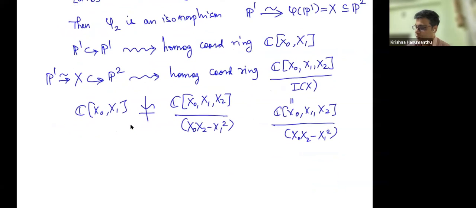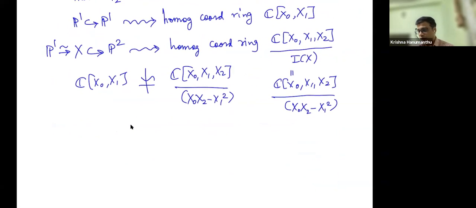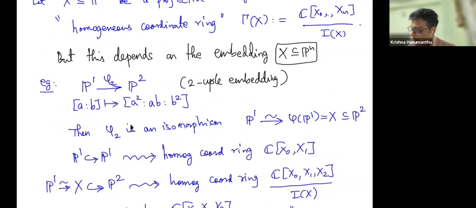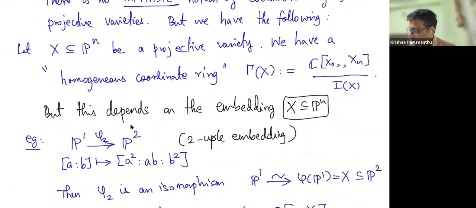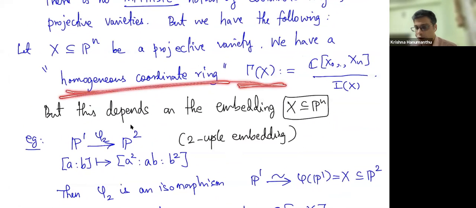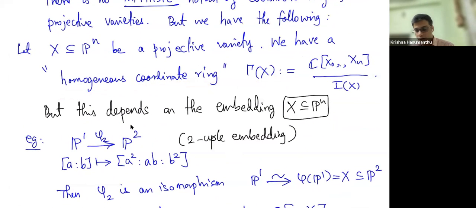Okay, so this is something I wanted to mention because unlike affine varieties, projective varieties have no intrinsic coordinate ring. However, when you're working with a fixed embedding, it is often convenient to talk about the homogeneous coordinate ring. But you have to keep in mind that that is not an intrinsic object. If you change your embedding, this will change.